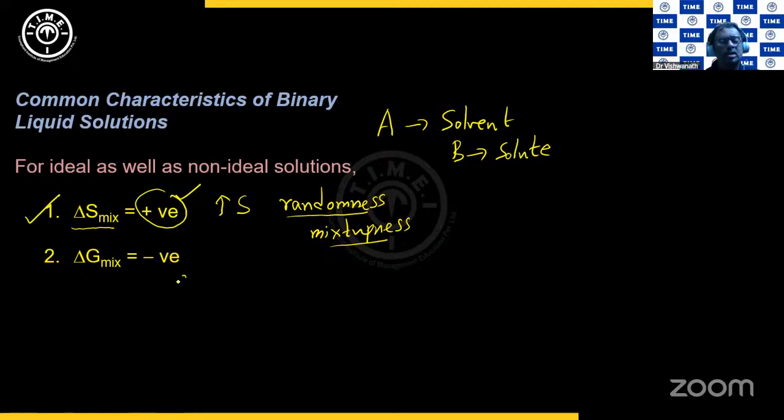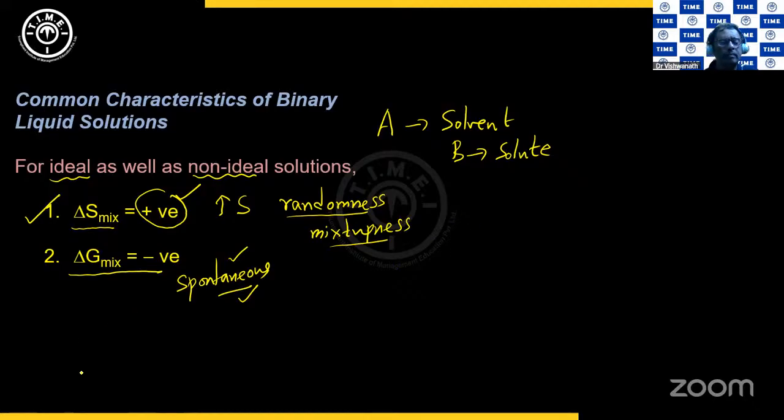And because the process is spontaneous, we know from thermodynamics that delta G is negative. Delta G is negative, standing for a spontaneous process. So it is a spontaneous mixing process. So delta G mixing is negative, delta S mixing is positive. I hope this is clear. This is for any type of solution, irrespective of whether it is ideal or non-ideal.